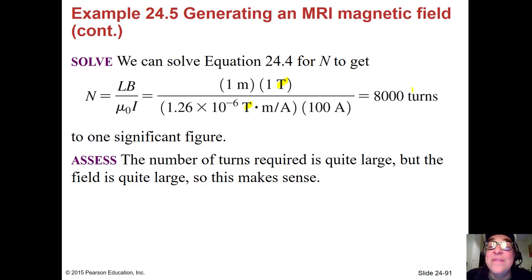So you get 8,000 turns. That's a huge amount of turns, 8,000 turns in 1 meter. It's quite large, but the field is also really large, right? 1 Tesla is a huge magnetic field, so you need 8,000 turns to do that. So it makes sense what we have here. Now, if you were to go back and figure out how long the wire is, you might find out that you need like miles of wiring.